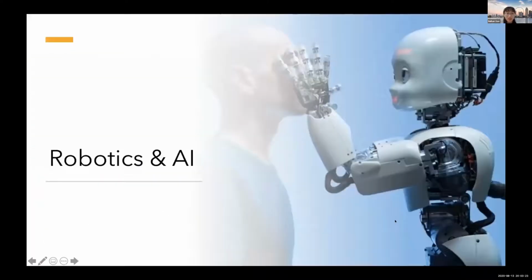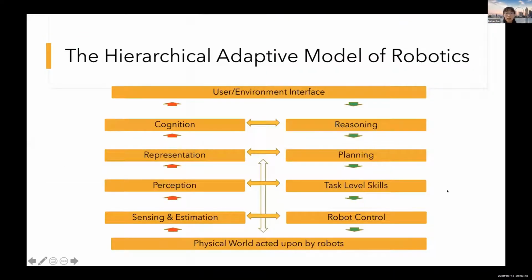Okay. Now let's move on to the second part. Again, we won't go into the details of the robotics, but I would like to share with you some state of the art so that if you have interest in artificial intelligence and robotics, you can find out more on the website or in the research papers. Firstly, here is an overview, the hierarchical adaptive model of robotics.